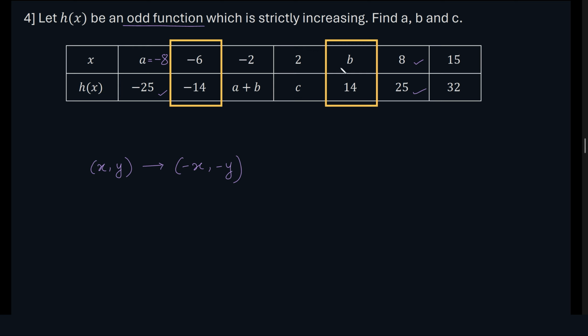Similarly, if we compare these two, here we have negative 14, so this is positive 14. Therefore, if this is negative 6, then this must be positive 6. So a plus b will be negative 8 plus 6, so that's negative 2. And then finally, comparing these two, this is negative 2 and this is positive 2. So if this is negative 2, then this must be positive 2. So we got a equals negative 8, b equals 6, and c equals 2.